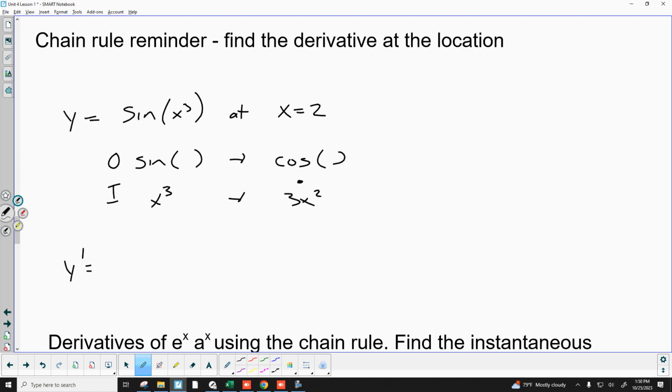You can put the 3x squared in front of the cosine parentheses. And what's the special thing about the parentheses? What starts in the parentheses stays in the parentheses. Don't change it. That's not a 3x squared inside the parentheses. It's x cubed. Then when we plug in 2, we should be getting 12 cosine of 8. And it's like, well, what's the cosine of 8? We don't know. So we just leave it like that, and that's okay. Okay?